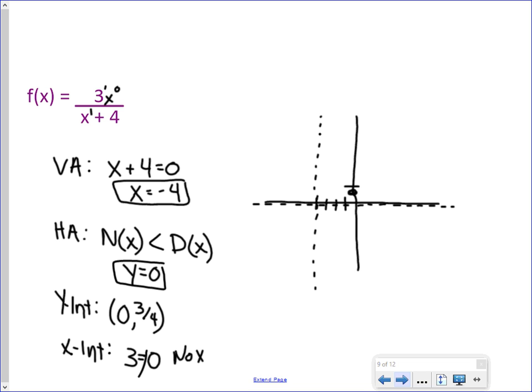So when things like that happen, it just means, okay, you can't find an x-intercept, move on. And that makes sense because your horizontal asymptote is at y equals 0. Okay, so I have 2 asymptotes and a point. I probably need some additional points.